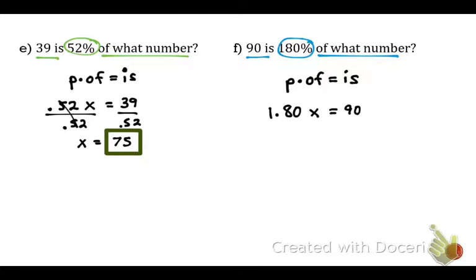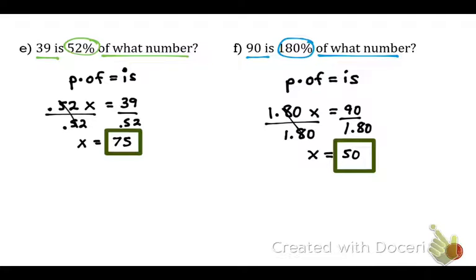Very good. How do I get x by itself? You have to divide by 1.80. Okay, what's your answer? 50. What'd you get? 50. Should I put a percent sign? No, once again, it's just asking me for a number, so the number is 50.